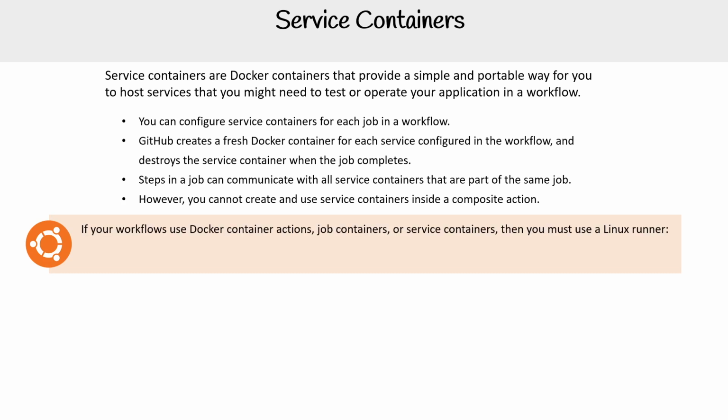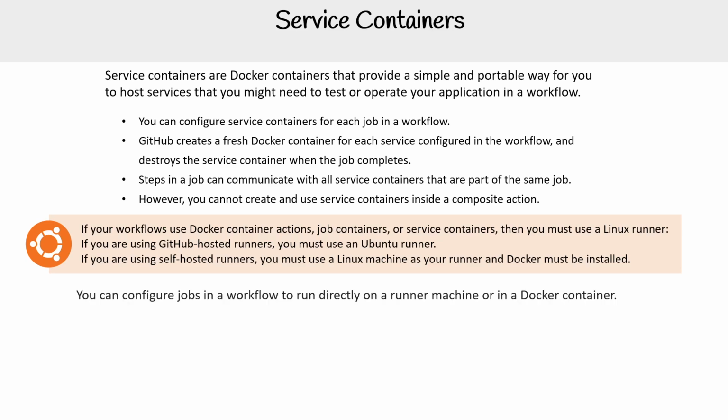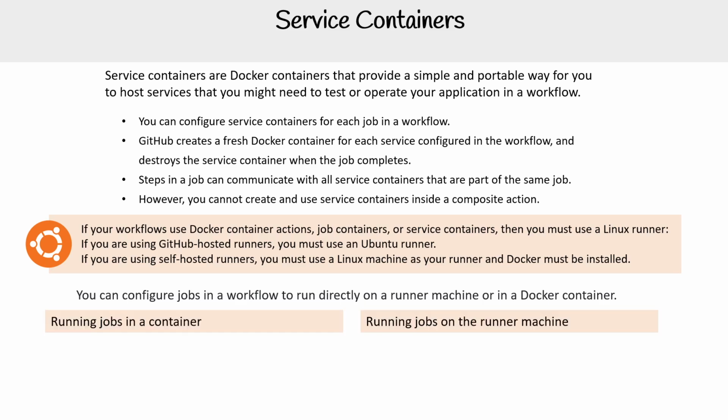If your workflow uses Docker container actions, job containers, or service containers, then you must use a Linux runner. If you are using GitHub hosted runners, you must use an Ubuntu runner. If you are using a self-hosted runner, you must use a Linux machine as your runner, and Docker must be installed. You can configure jobs in a workflow to run directly on a runner machine or in the Docker container.